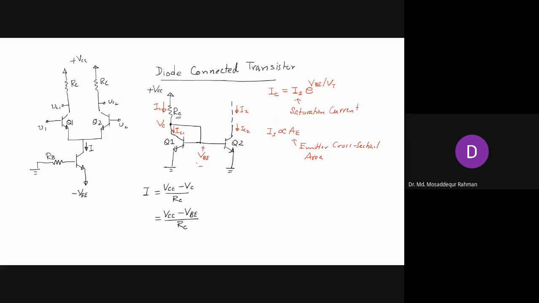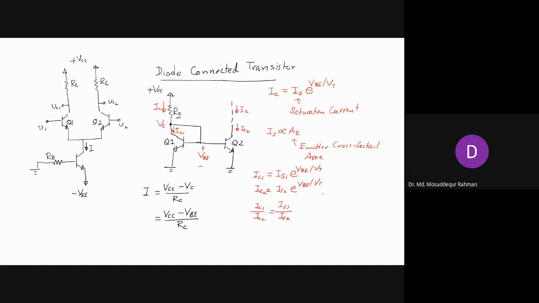So now we have the same base to emitter voltage. So we can write that I1 or IC1 will be IS1 e to the power VBE by VT, and IC2 will be IS2 e to the power VBE by VT. And if you take the ratio IC1 by IC2, the exponential part is the same, and you just get IS1 by IS2.